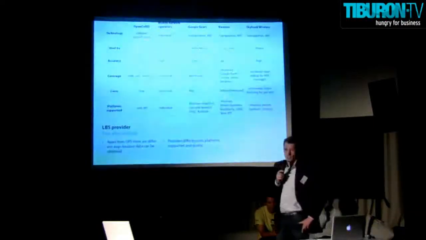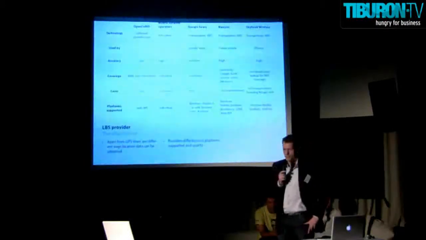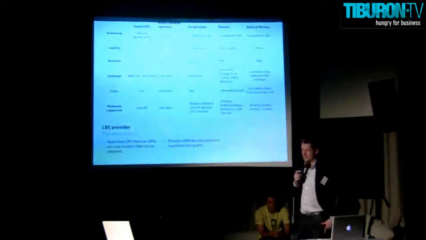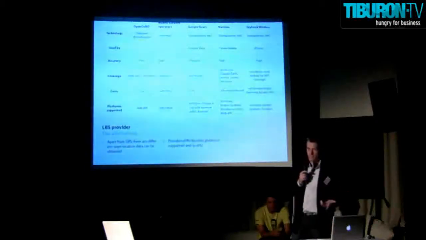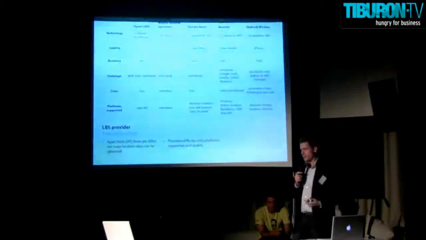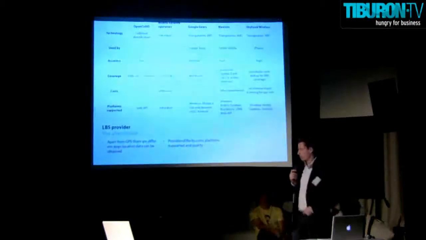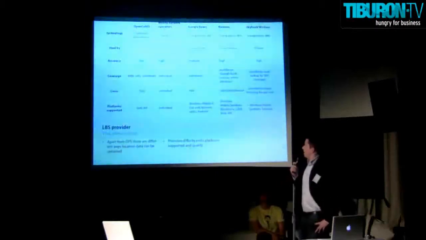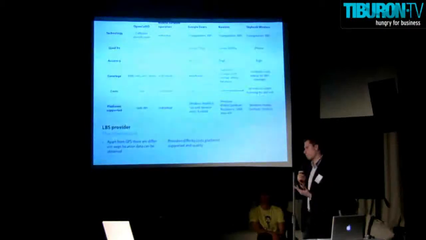So the first one is OpenCellID. It's a database of a lot of cell towers, 400,000, worldwide. The good thing is it's free. The bad thing is it's kind of inaccurate, and you only get the location from one cell. So not very accurate.